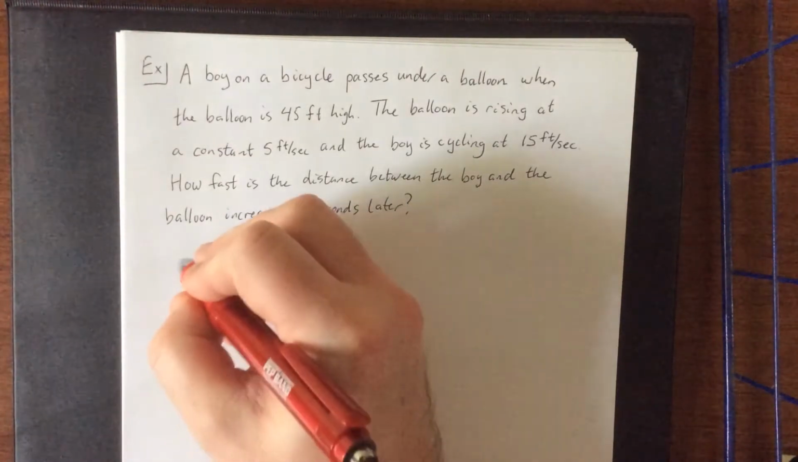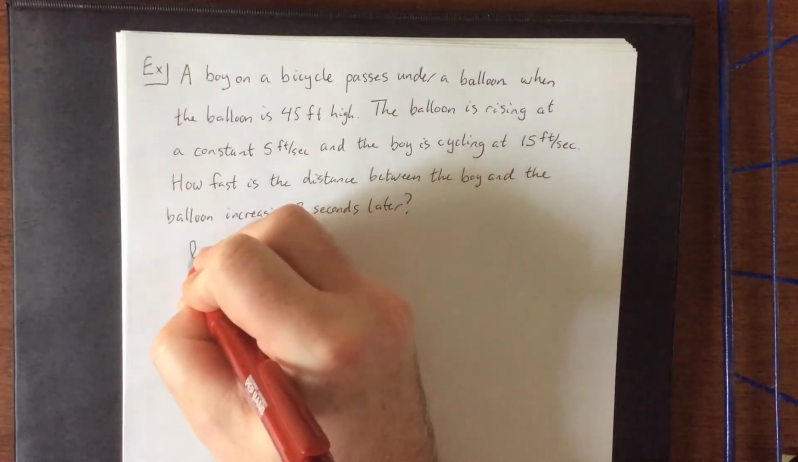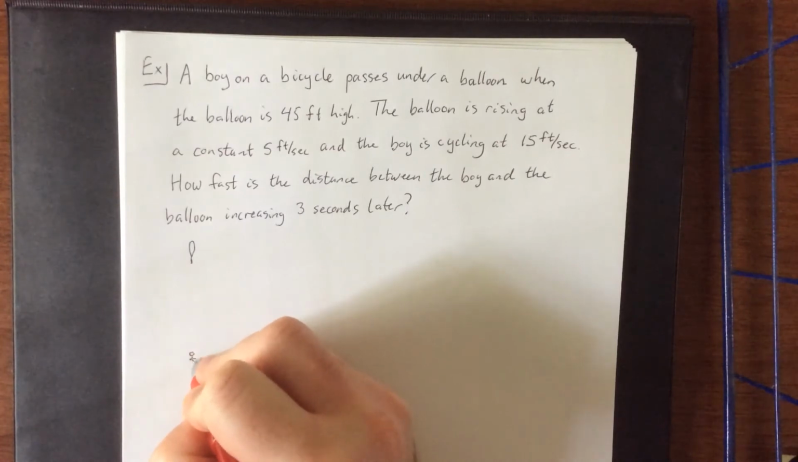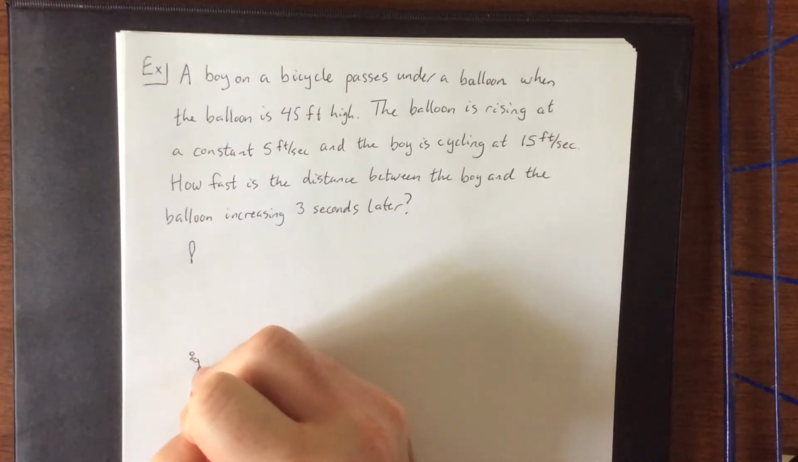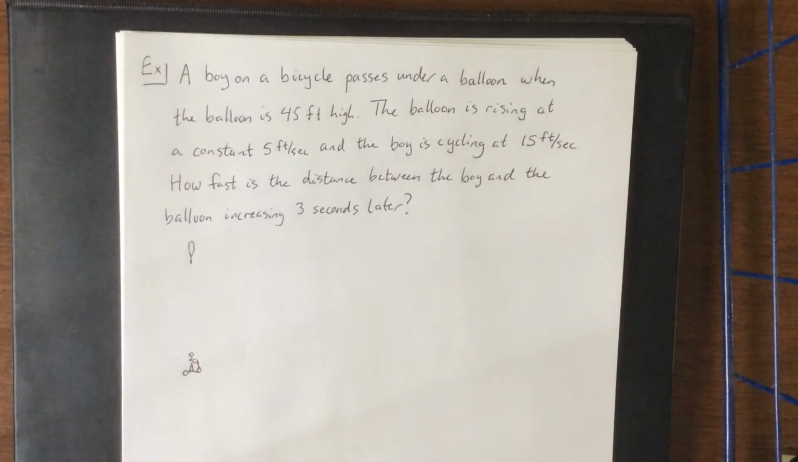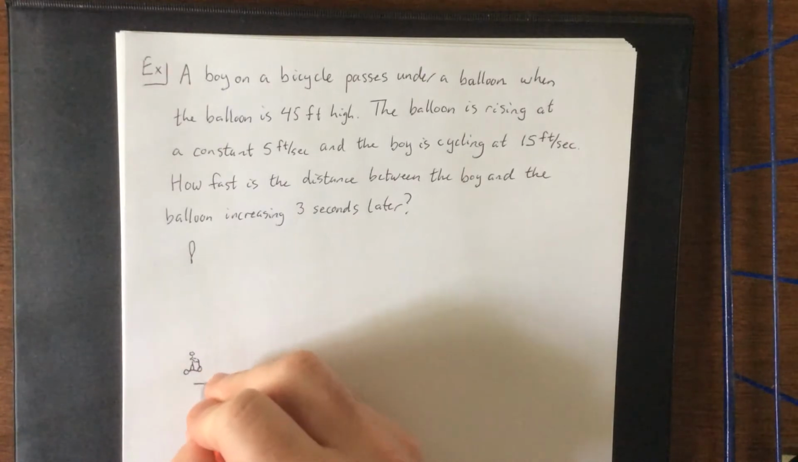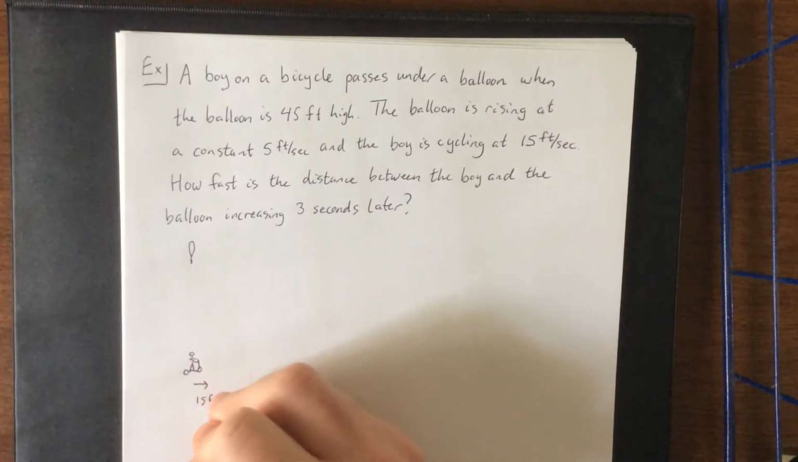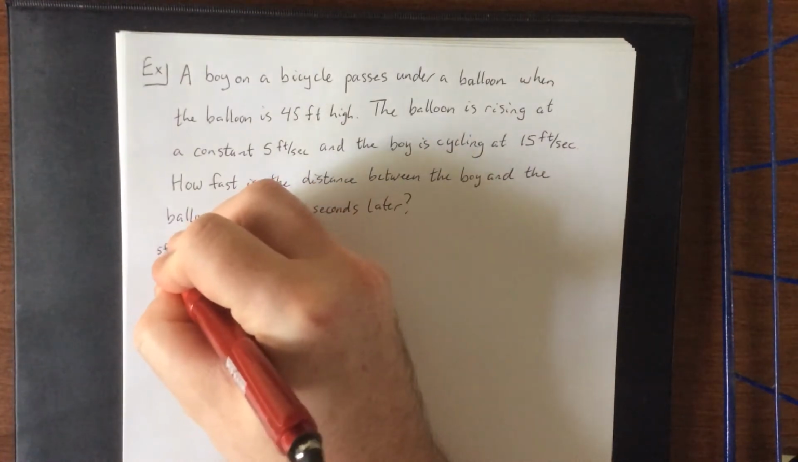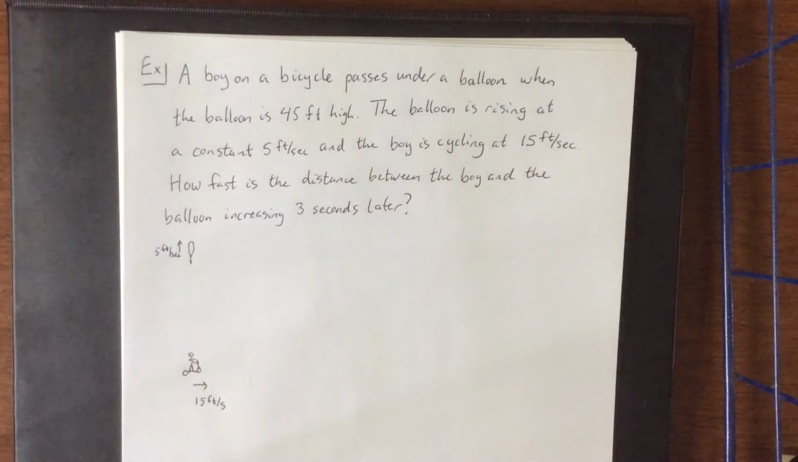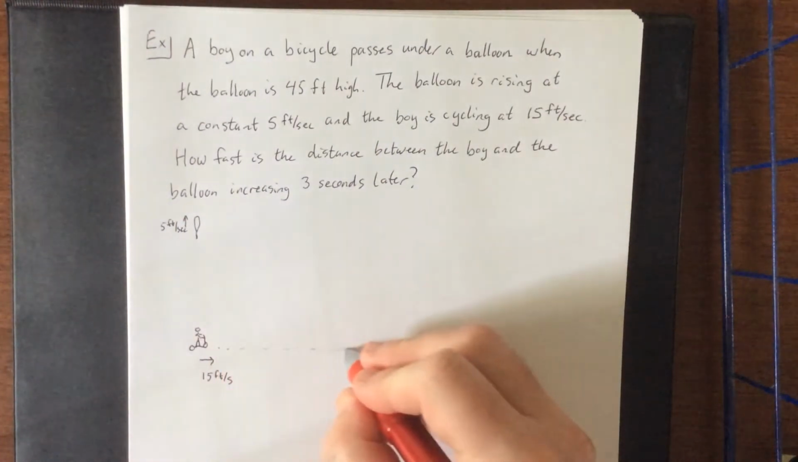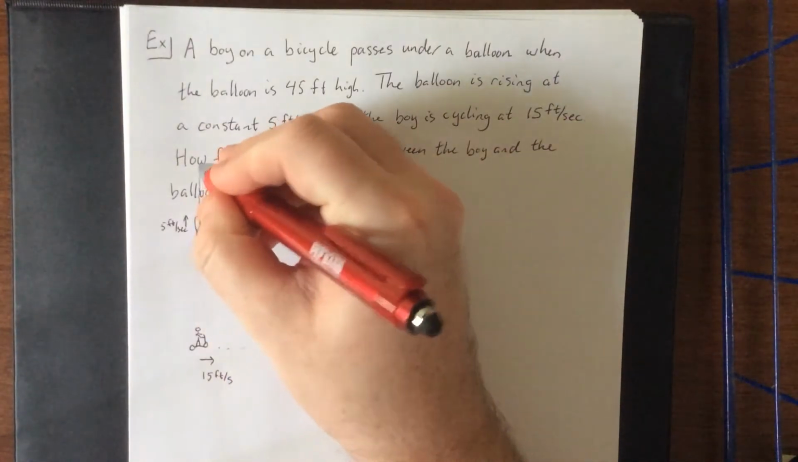So let's make ourselves a little picture of the situation. Make a little balloon up in the sky and a boy on a bicycle. Oh boy, okay. Bicycle. Nope. You're now on a scooter. So that'll work. The boy is traveling in this direction at 15 feet per second, and the balloon is traveling in the upward direction at 5 feet per second. So 3 seconds after this takes place, the boy will have traveled a little more this way, and the balloon will have traveled a little more this way.